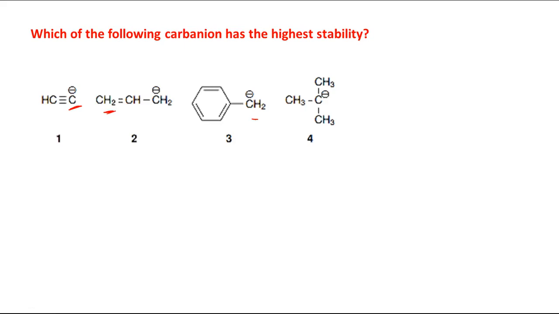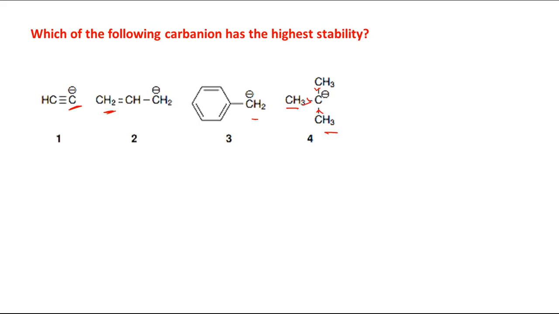Ph ring. But in the last one, if you see, here we will have plus I effect, that is coming from 3 positions. 3 methyl groups are there, so it will not be stable at all. It will be highly unstable. So based on this we can choose the first one, as the negative charge is present directly on the carbon which is having sp hybridization. So based on that, this will be maximum stable.